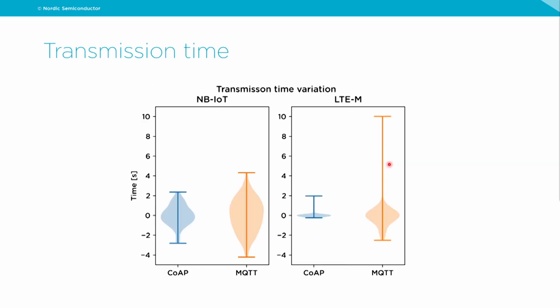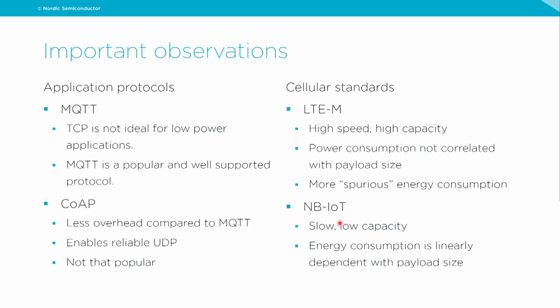When it comes to the variation in the transmission times, we see, as expected, that NB-IoT is much more prone to latency and variation in latency, while LTE-M, especially using CoAP, has a very, very narrow variation. So you can expect fast and predictable timing when using CoAP over LTE-M. We see that it's also smaller for MQTT on LTE-M compared to NB-IoT, but again, as I mentioned earlier, we have some outliers here. And now for some final observations.